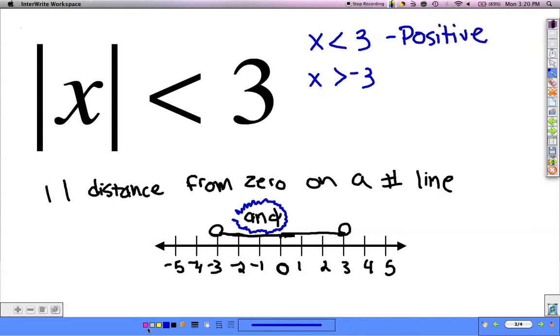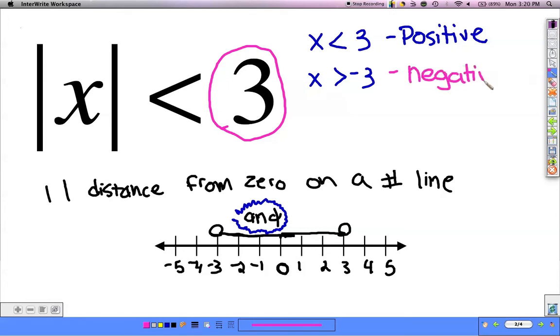And when I set up the negative case, I want to change whatever's on the right-hand side. If it's positive, I want to make it negative. If it's negative, I want to make it positive. And I want to change my symbol of inequality from less than to greater than. And that's my positive and negative case.